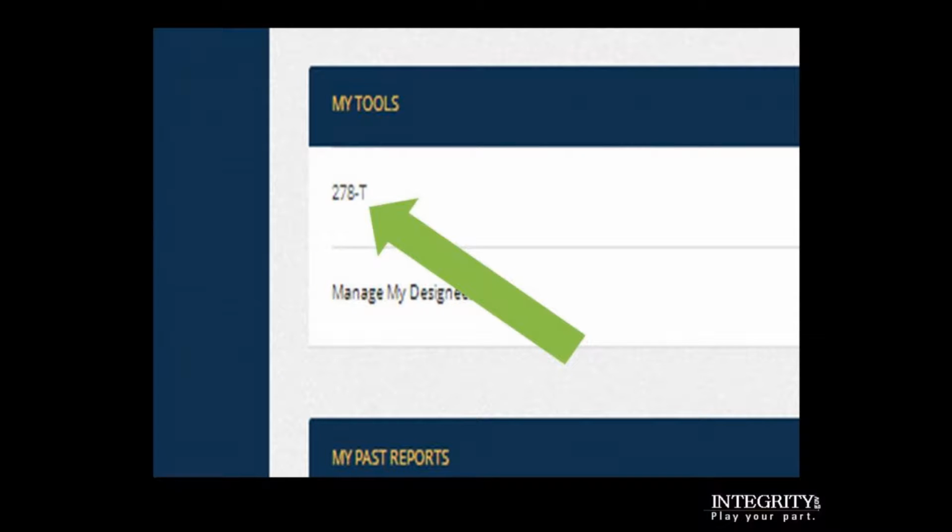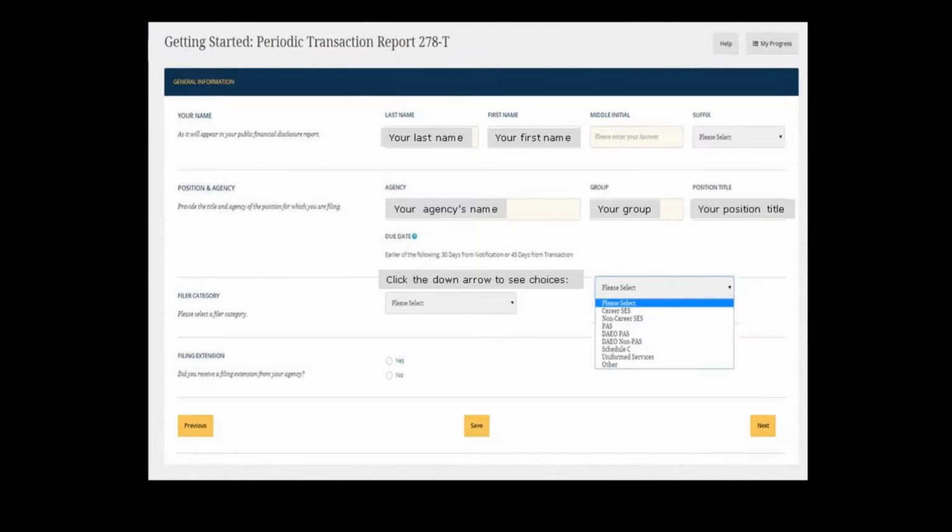Here's a close-up of the link to click to start your PTR. Review the information you see, filling in any missing information, for example, the file or category, from the drop-down choices. Indicate whether you received a filing extension, then click the Next button at the lower right.